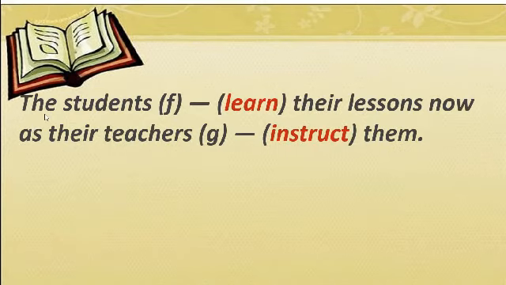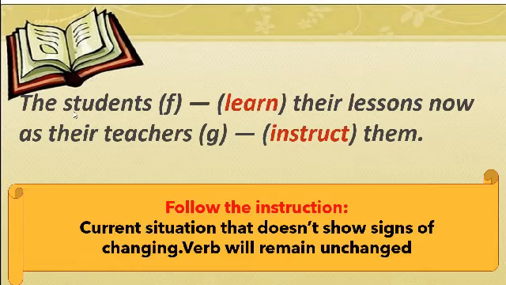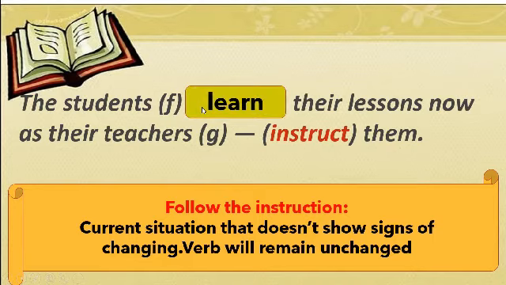Moving on to the next sentences. The students dash learn their lessons now as their teachers dash instruct them. Dear students, here the whole sentence is in present tense, and before the main verb the subject is here, and the subject is in plural form, the students. So according to the rule, the verb learn will remain unchanged because of the plural number of the subject. So dear students, you can write the answer.